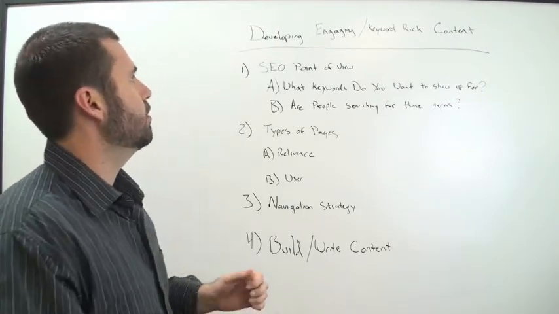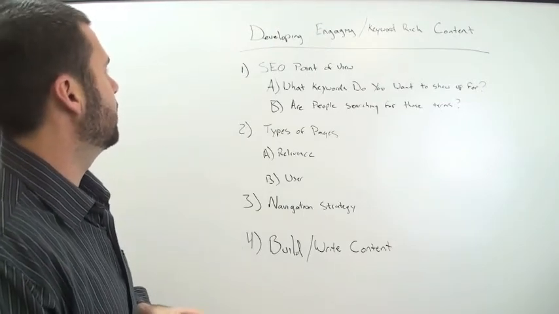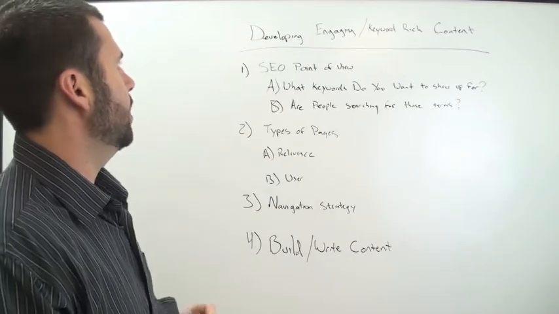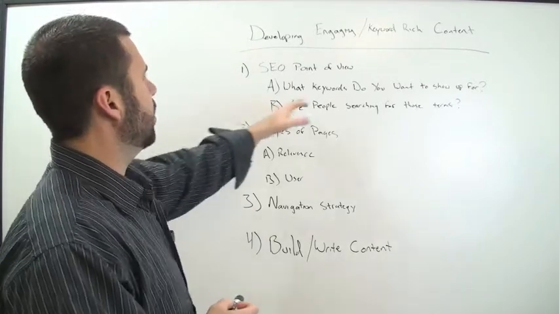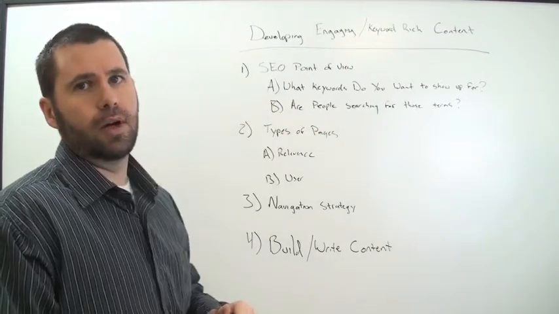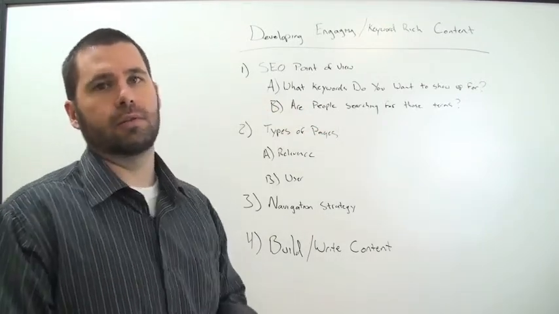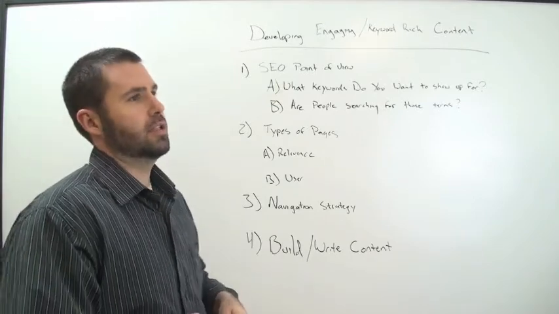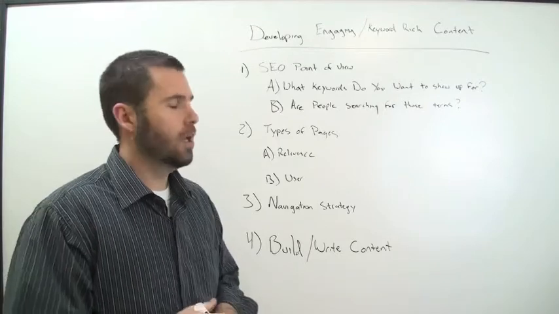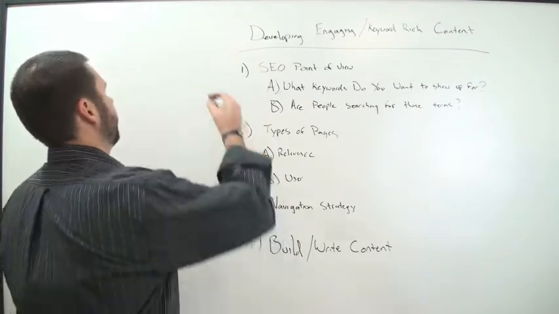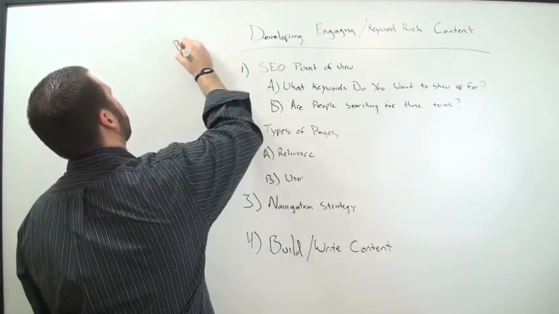So the first thing you want to do when you're starting to develop content for your website is approach it from an SEO point of view. What I mean by that is basically, what keywords do you want to show up for? What are the keywords that are most important to you? Let's just say that you're a boot manufacturer. So obviously, one of your keywords is going to be boots.